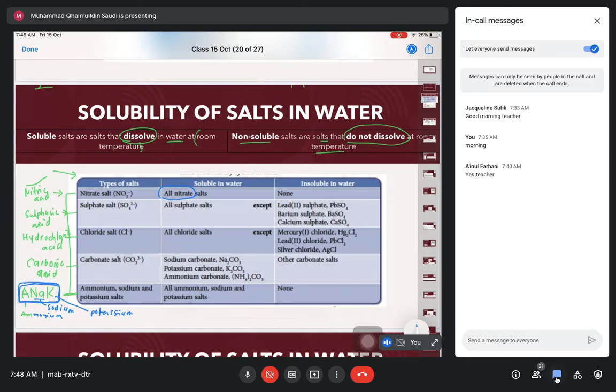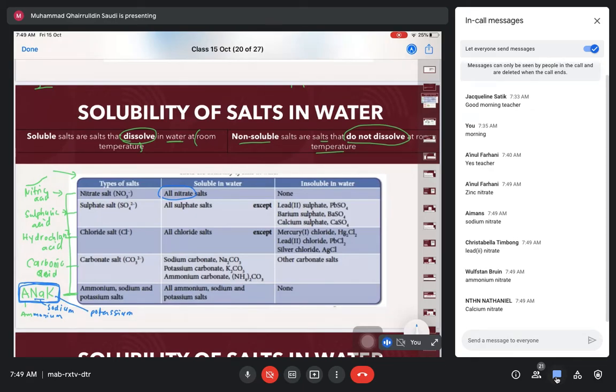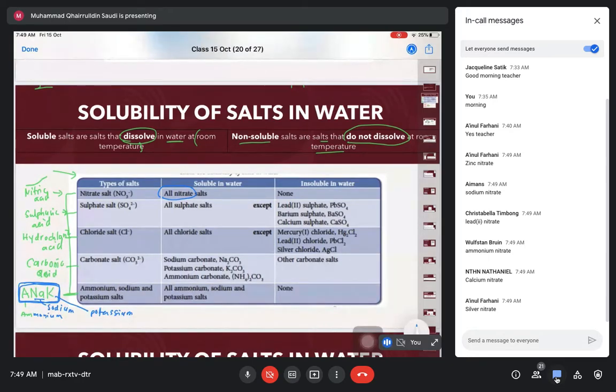What are example of nitrate salt? Zinc nitrate, good. Another one. Sodium nitrate, good. Lead 2 nitrate, good. Another 2. Ammonium nitrate, good. Calcium nitrate, good. Thank you. Silver nitrate, good. Alright, so all those nitrate salt, as long as it has nitrate ions in there, we call them as nitrate salt.